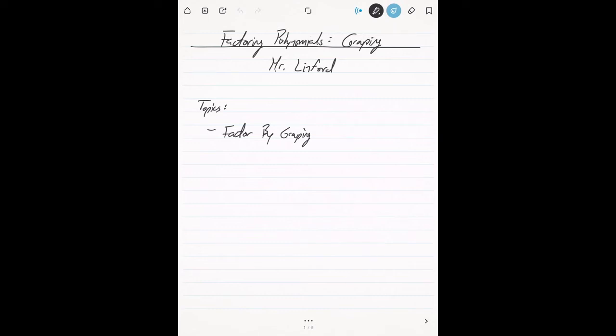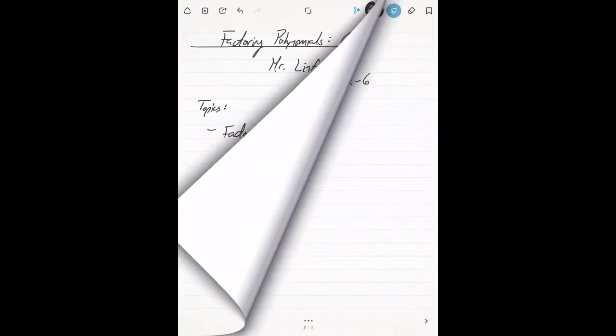In today's discussion, we're going to be exploring the topic of factoring by grouping. Again, we're going to try to answer the question, how can we determine the factors of a particular polynomial without knowing either of them? And we're going to try to answer this by using this idea of grouping.